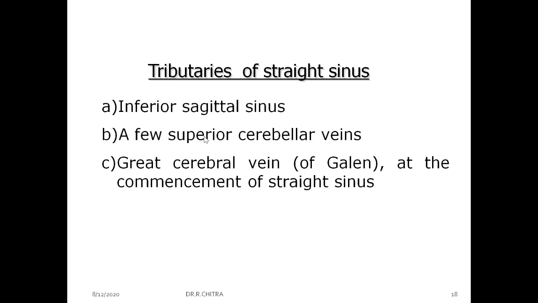Tributaries of the straight sinus. It is situated exactly over the cerebellum, so it will be receiving a few superior cerebellar veins. It is the continuation of the inferior sagittal sinus. Now also the great cerebral vein of Galen. Galen is the father of anatomy. So this great cerebral vein will be at the commencement of the straight sinus. So it will be receiving the great cerebral vein, and also superior cerebellar veins. So we have completed the superior sagittal sinus, inferior sagittal sinus and straight sinus.